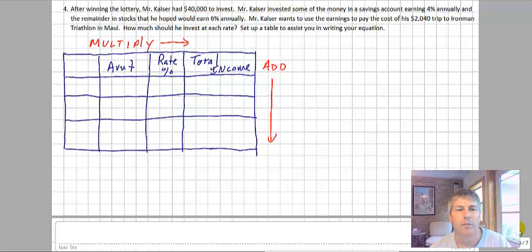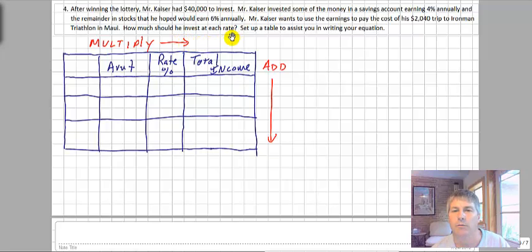Mr. Kaiser had a good summer. He won the lottery, $40,000. So he's got $40,000 to invest. He invested some of the money in a savings account, earning 4%, and the remainder in stocks that he hoped would earn 6% annually. Mr. Kaiser wants to use the earnings to pay the cost of his $2,040 trip to the Ironman Triathlon in Maui. How much should he invest at each rate?